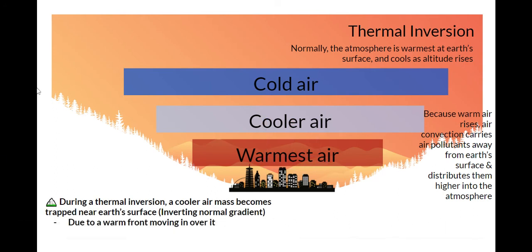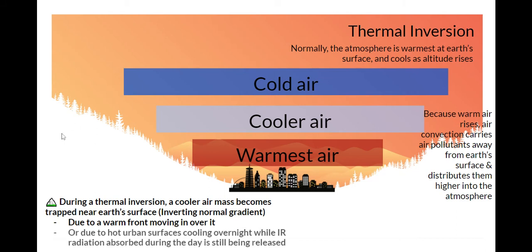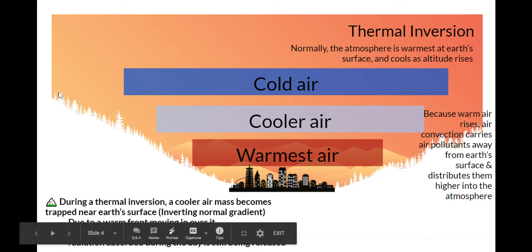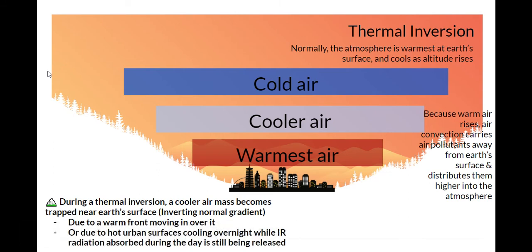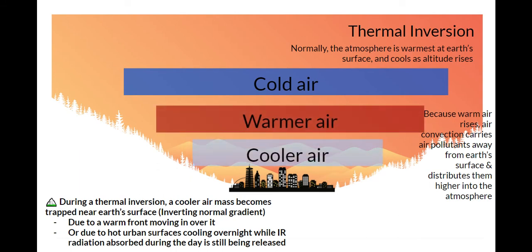However, during a thermal inversion, a cooler air mass becomes trapped near the Earth's surface, inverting the normal gradient. This is due to a warm front moving in, or it could be due to hot urban surfaces cooling overnight while infrared radiation absorbed during the day is still being released. And so what's happening is it's cooler down towards the surface and warmer up above.